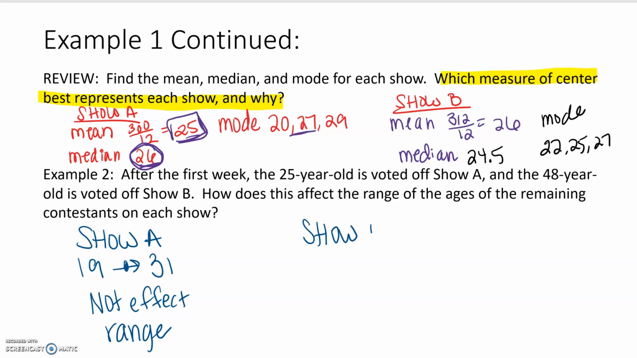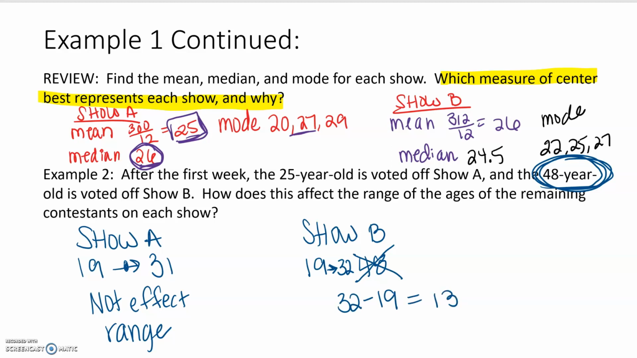Show B, my youngest was a 19-year-old. My oldest was a 48-year-old. So this time, it is going to affect my range. My 48-year-old is being eliminated. They got eliminated from the show, voted off. So the next oldest person on the show is now 32. So instead, I am going from 19 to 32 as my range. So I'm going to take my big number minus my small number, and my new range is now 13. Okay, so much different than the original range.